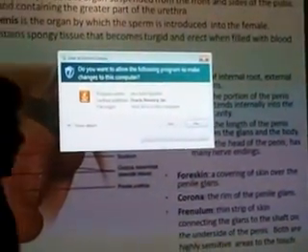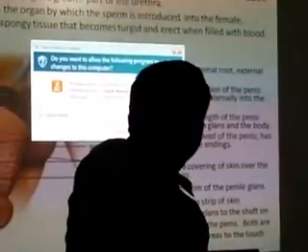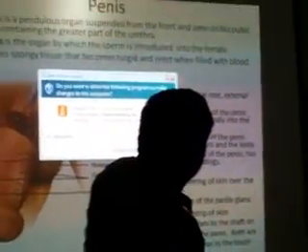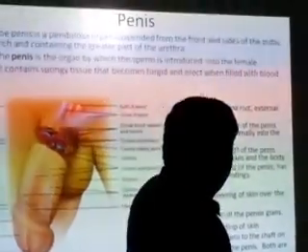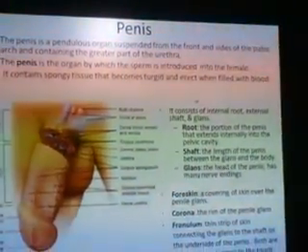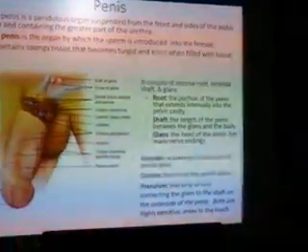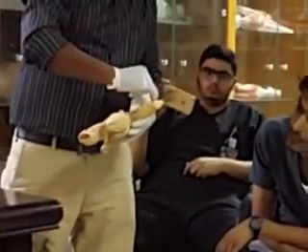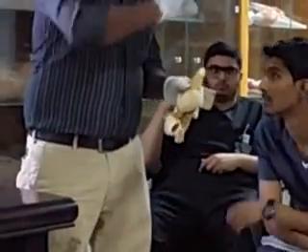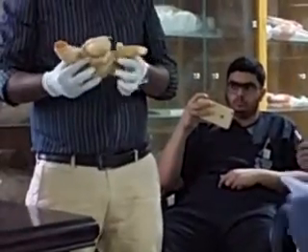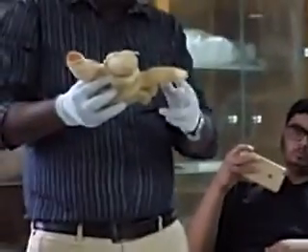So then you have the other parts. As I explained, the glans penis consists of the corona. What is that corona? See here, the margins of the glans penis form the corona, the rim.